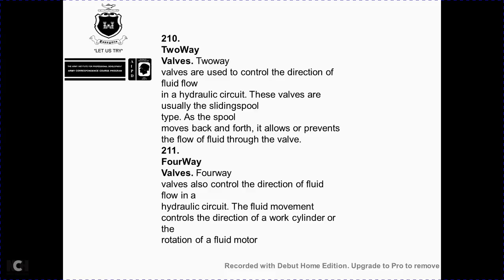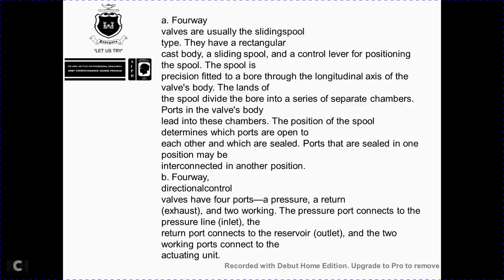Two-way valve. The two-way valves control the direction of the fluid flow. In the hydraulic circuit, the valves are usually sliding spool type, with the spool moving back and forth to allow or prevent the fluid from flowing through the valve. Figure 2-11, the four-way valve. The four-way valves control the direction of the fluid flow, and in the hydraulic circuit the fluid movement controls the direction of the work cylinder or the rotation of the fluid motor.